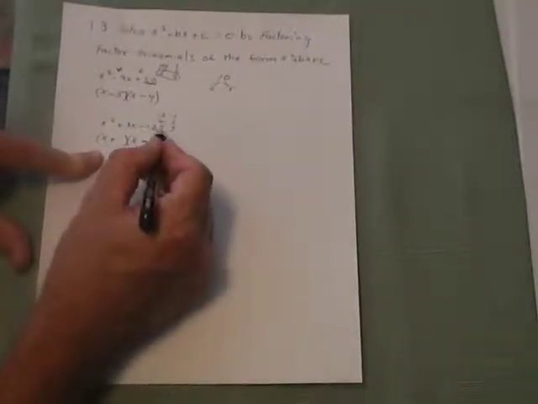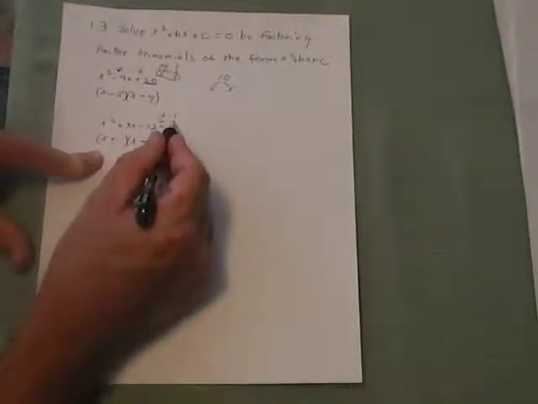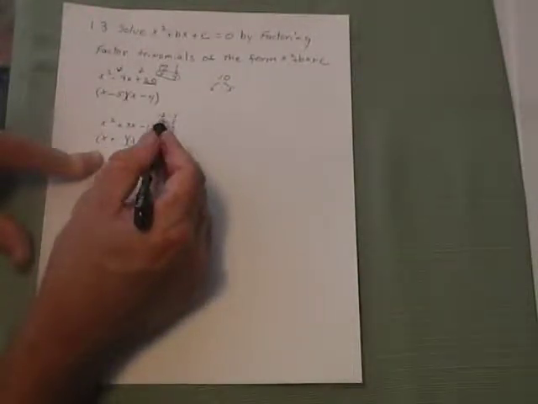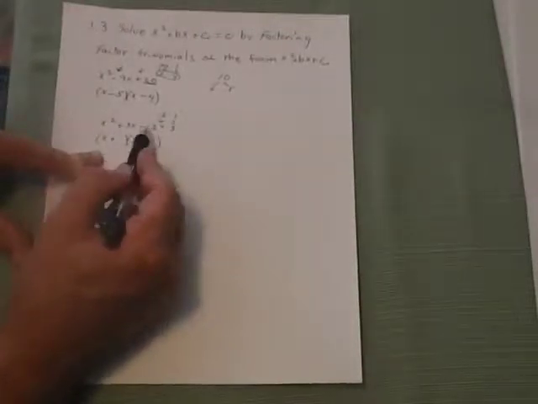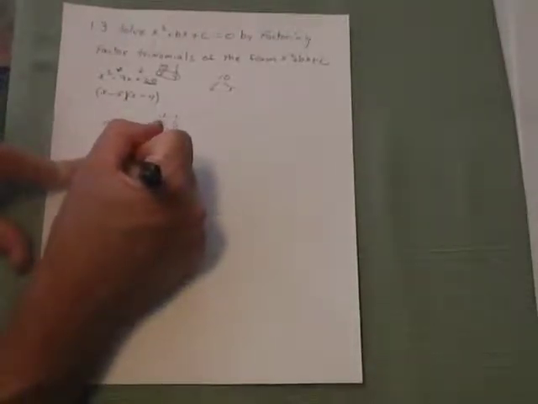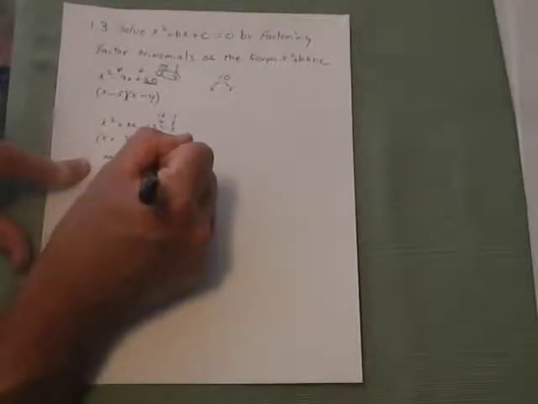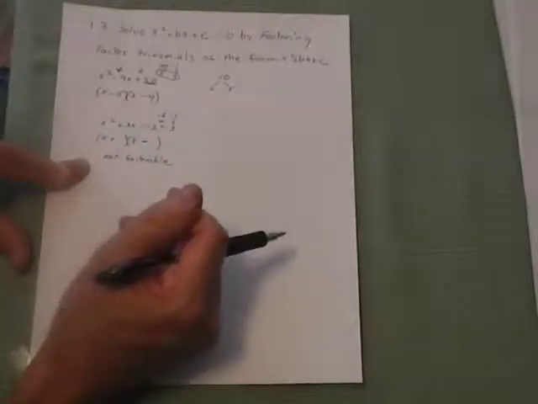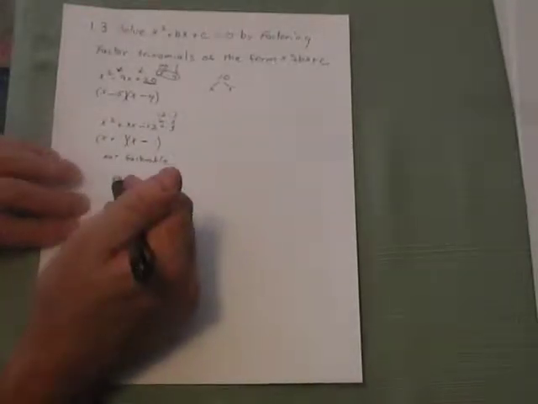In this case, there are no numbers. 4 minus 3 is 1. That doesn't work. 6 minus 2 is 4. That doesn't work. 12 minus 1 is 11. That doesn't work. What that tells us is that this trinomial is not factorable. And sometimes that happens. Sometimes you'll run across one that just doesn't work. Okay? Let's do one that I know will work.